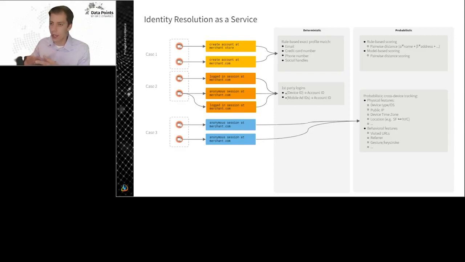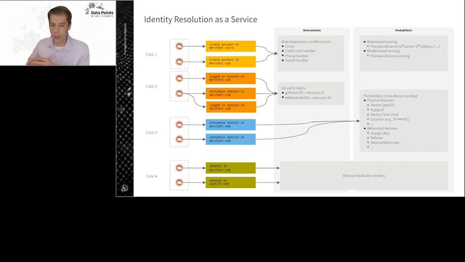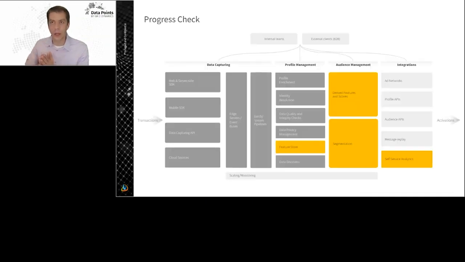But in all these cases, we are generally not able to use external information, third-party data. And of course there are identity resolution vendors who specialize in this type of resolution, that can resolve the identity of a given session that we have in our first-party database by combining it with information from third-party data providers, from some external properties. Let's do a quick progress check here.